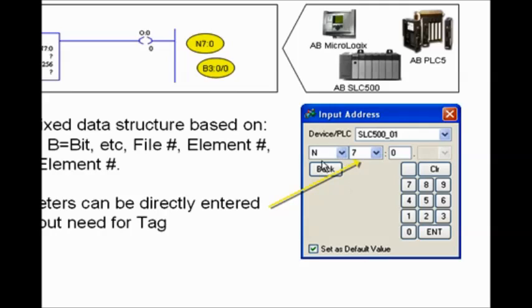The letter typically gives you the data type, so integer, bit, float, etc. And then the next digit will be a file number. It can be anything from 1 to 100 or possibly more. And then finally, an element number. So within N7, we might get 0 through, again, 100, 200, depending on the PLC.